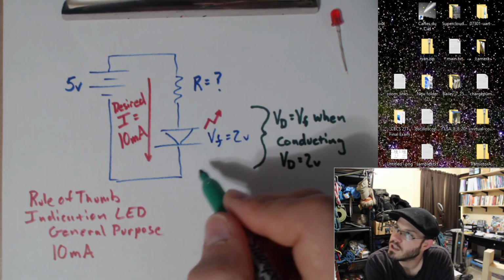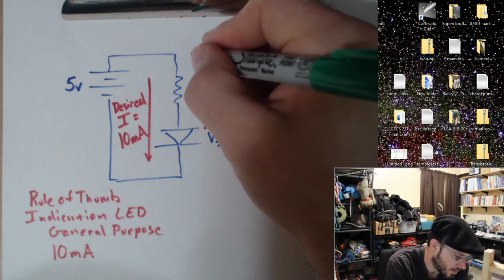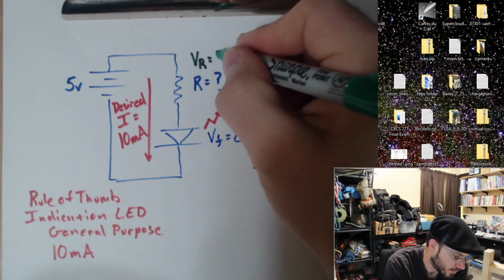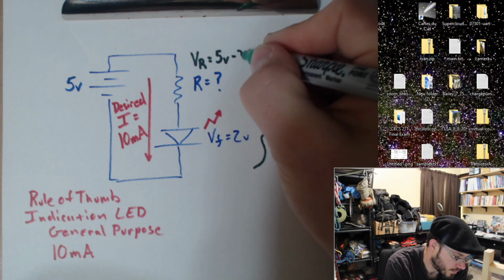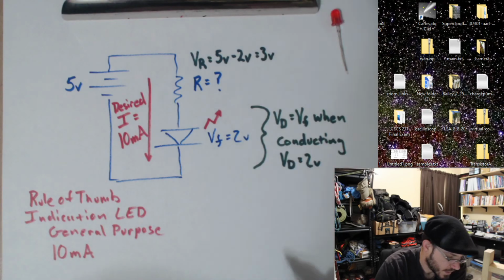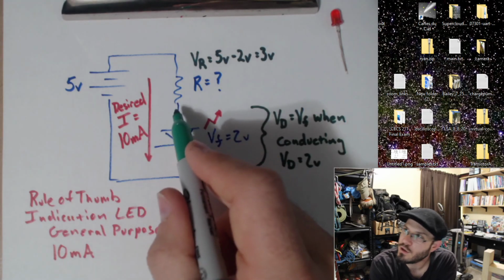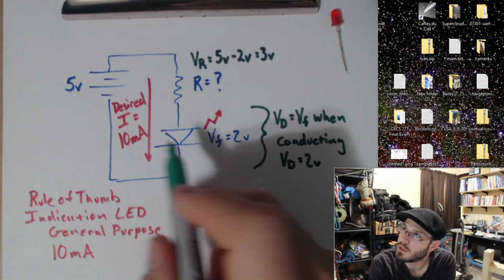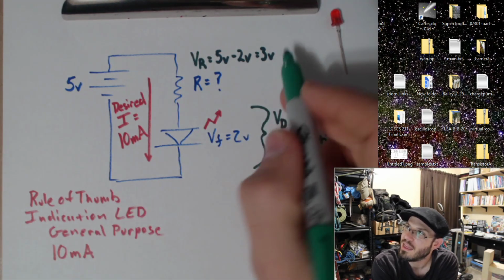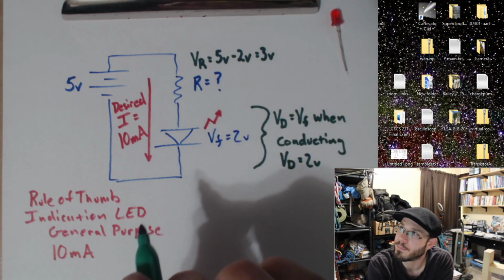So if I have 2 volts across my diode, what's my voltage drop across this resistor? It's just Kirchhoff's voltage law. If I have 2 volts across my diode, then the remaining voltage, 5 volts minus 2 volts, gives me my voltage drop across the resistor. Therefore, in this case, I have 3 volts dropped across my resistor.